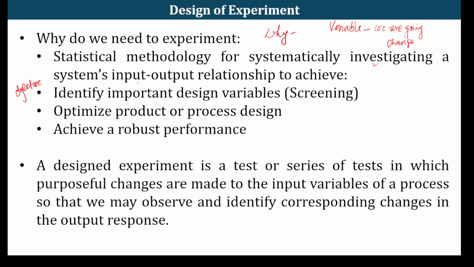Our objective is to identify the important design variables. We'll have too many variables when we're doing the experiment, not just one or two. There will be controllable variables and uncontrollable variables, some main factors, some primary factors, secondary factors, or factors we don't need but that are still present, so that we can identify the important design variables.